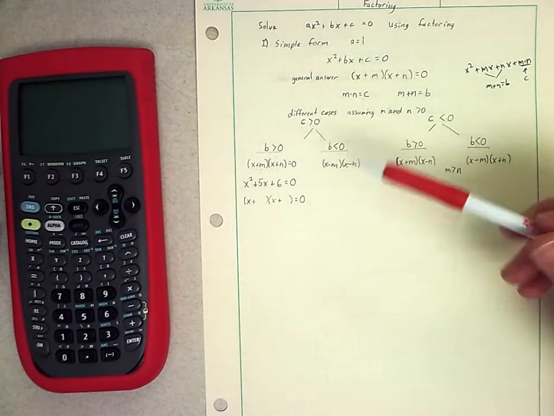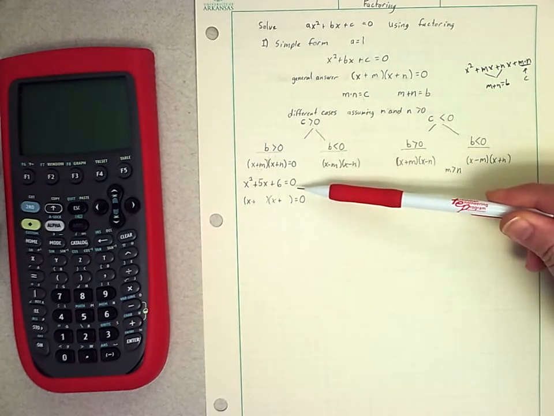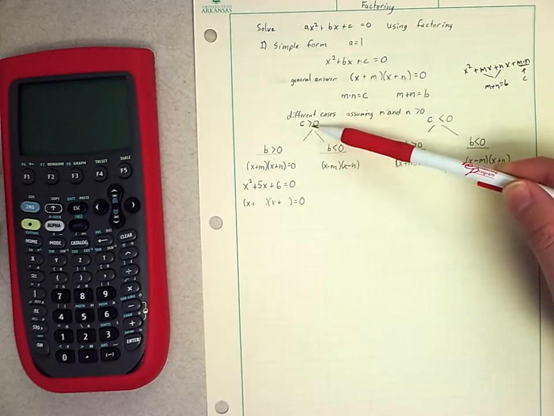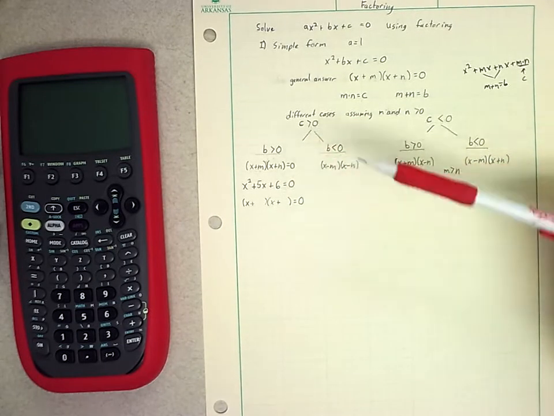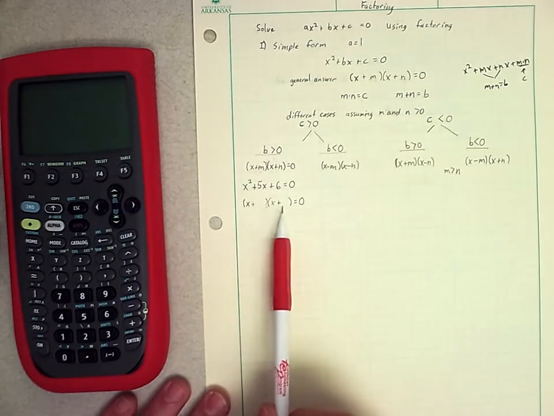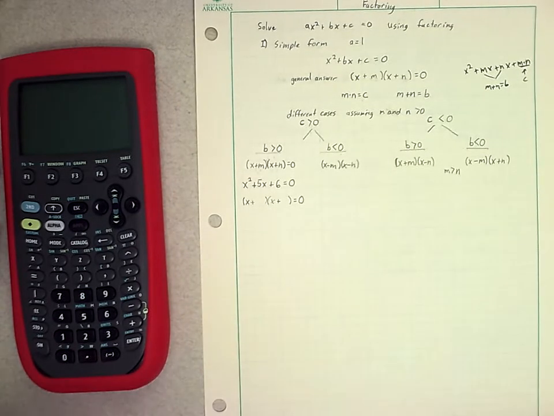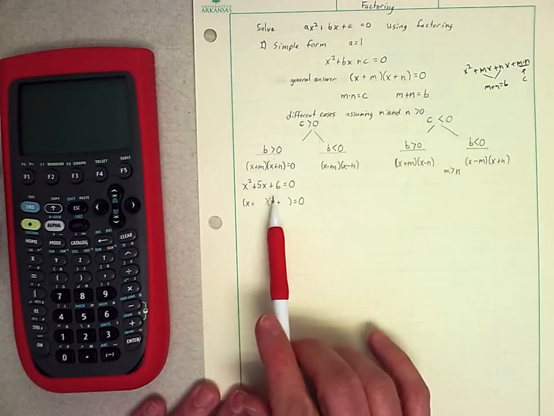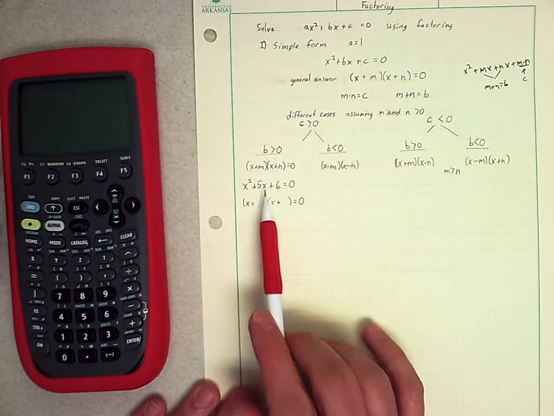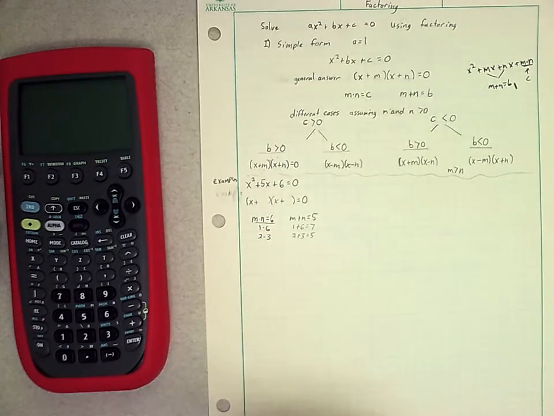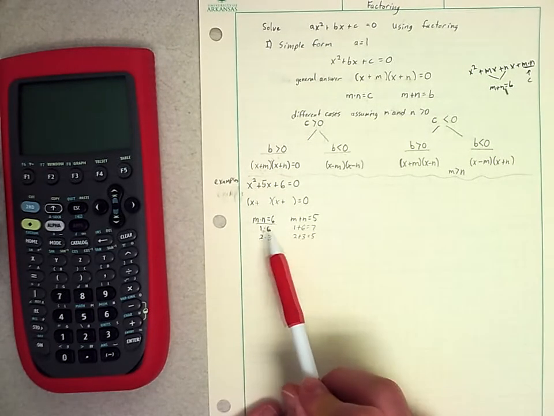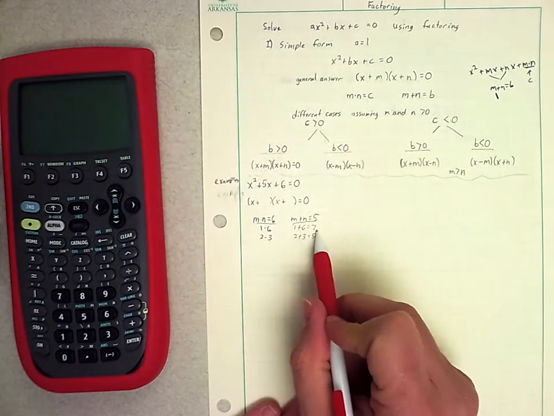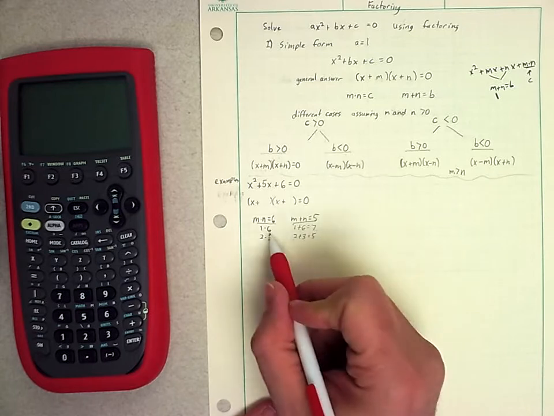Okay, so in this example, we'll say that we have x squared plus 5x plus 6 equals 0. So that's in the category of both c and b being positive. So I know that it's going to be x plus something times x plus something. So what I need to figure out are factors of 6 that add together to get 5. Factors of 6 are either 1 and 6 or 2 and 3. If I add 1 and 6, I get 7. Add 2 and 3, I get 5. So these are the ones I want.